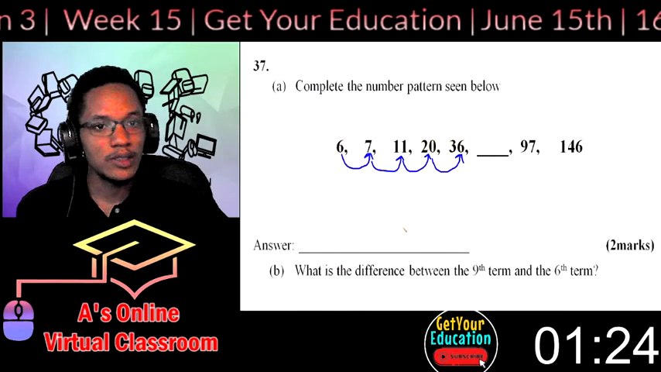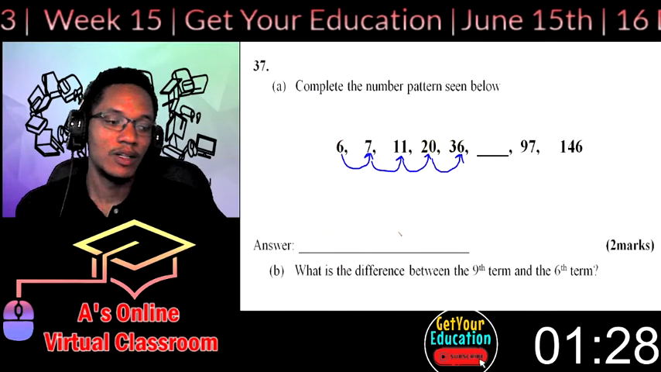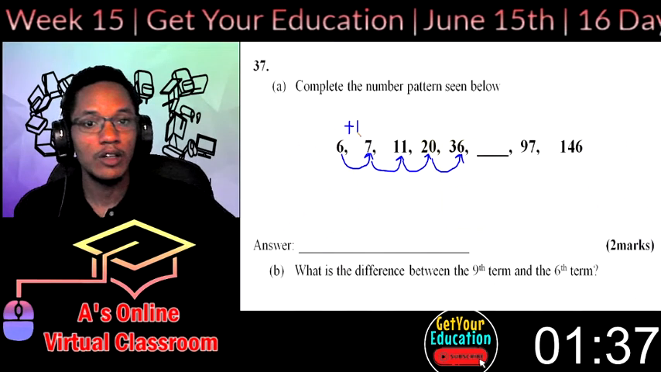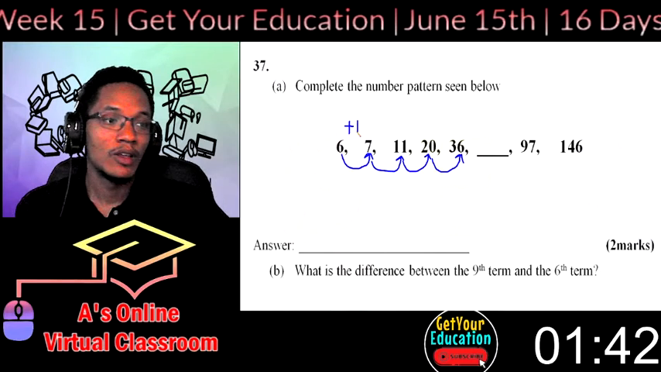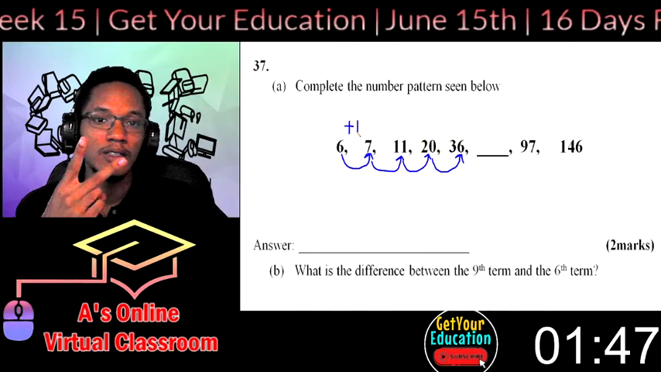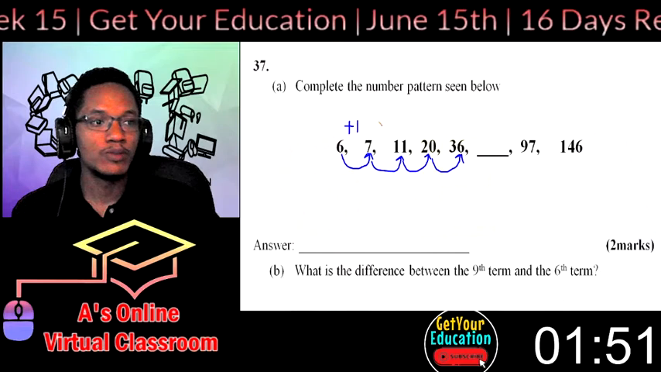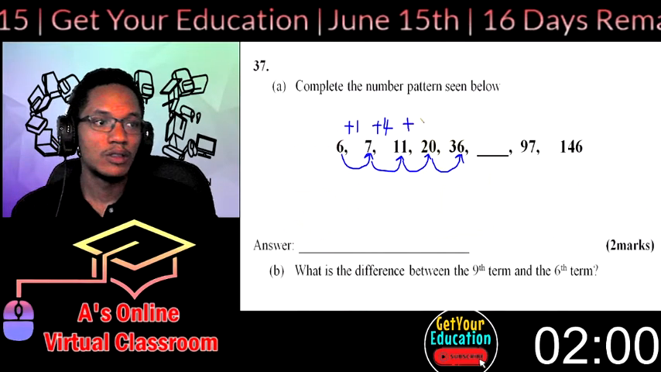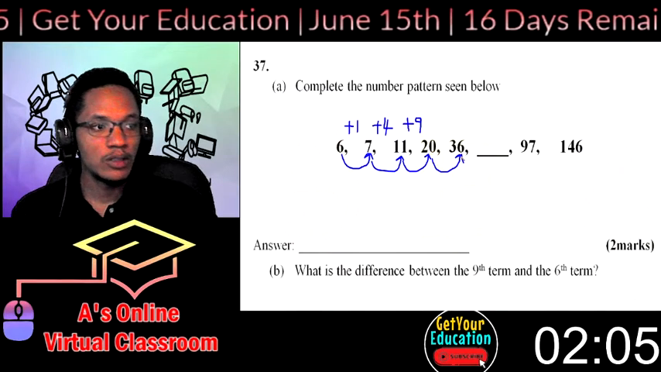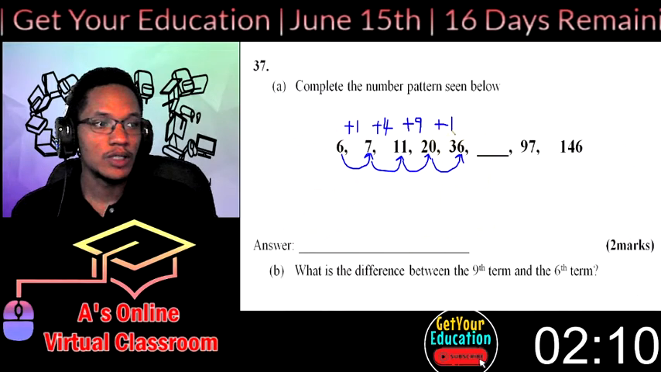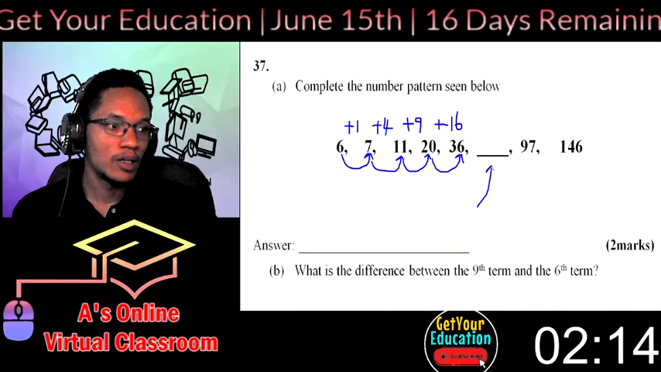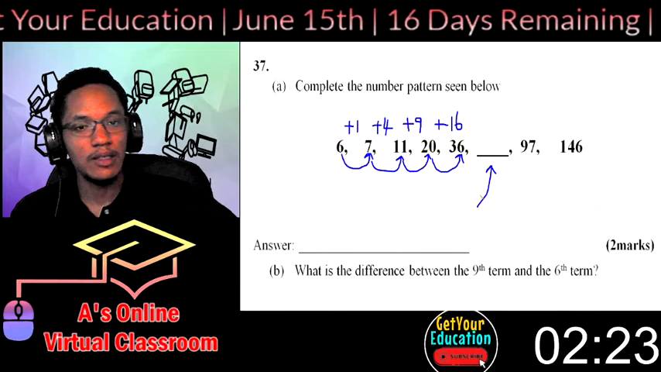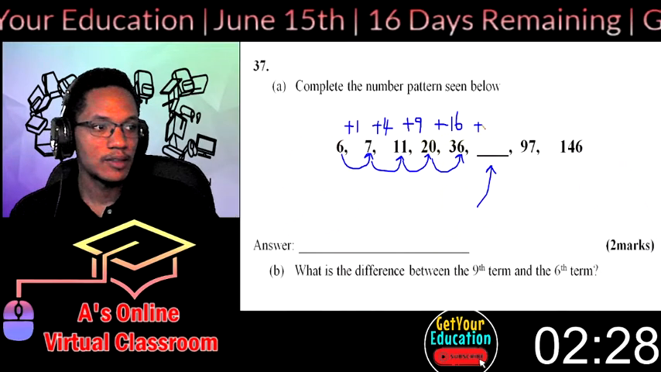If we're looking at the first 2 numbers, 6 to 7, 6 can reach 7 if you add 1. So that's the first part of the sequence in terms of addition. Then when we go from 7 to 11, 7, 8, 9, 10, 11, that is plus 4. 11 to 20, that is plus 9. Then 20 to 36, that is plus 16. And then there is a missing number here. So we go plus 1, plus 4, plus 9, plus 16. So what do we plus next? Plus what?